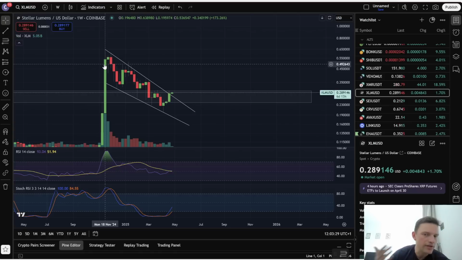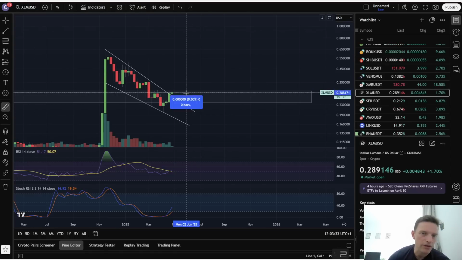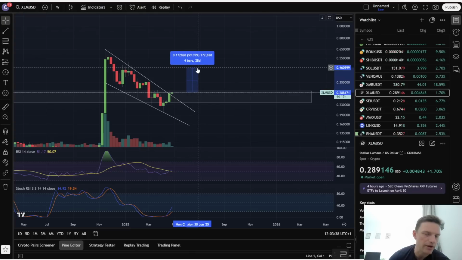But it could be too late by the time this week's finished, because you could see a huge green candle if we have returned bullish. You could see it easy. You could see a 50% candle in XLM, and then you've missed a buying opportunity.